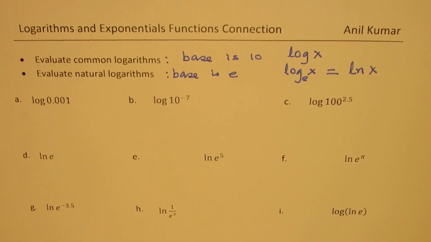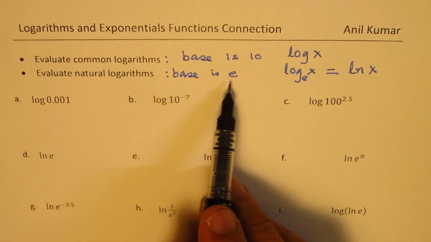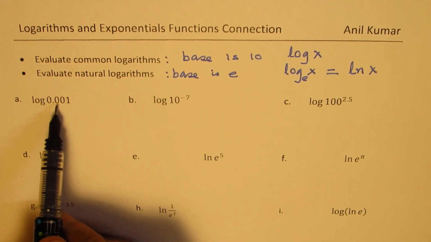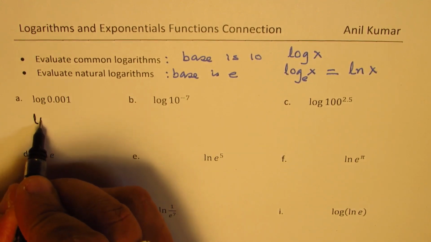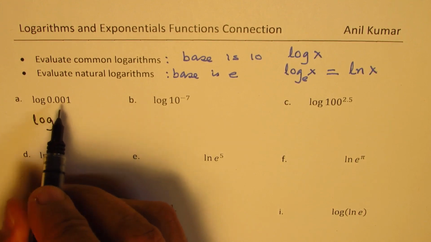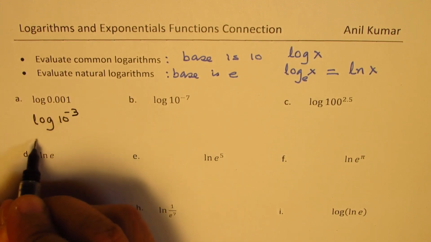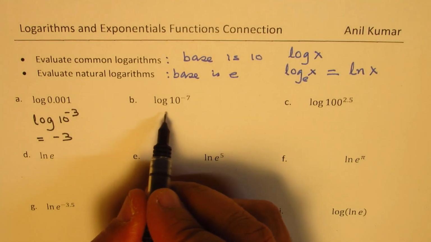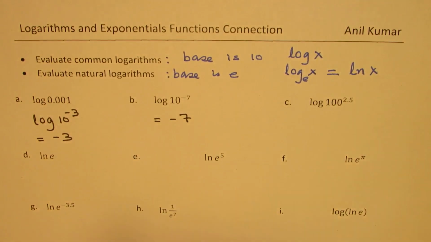Now let us focus on the common logarithms which are base 10 and natural logarithms which are base e, right? The first one here is log of 0.001. Remember, we are writing with the base 10. Think like this: this is log of how much? 1, 2, 3. So 10 to the power of minus 3. So the answer is minus 3. Clear? Here we have log to the base 10 of 10 to the power of minus 7. So the answer is minus 7.